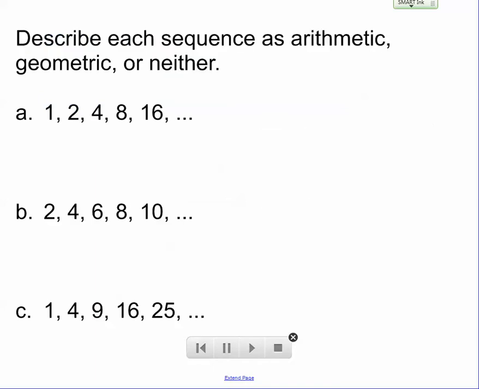So here we go. Describe each sequence as arithmetic, geometric, or neither. So looking at sequence A here, I see that if we multiply the previous term by 2, we'll get the next term every single time. Okay, so 1 times 2 is 2, and 2 times 2 is 4, and 4 times 2 is 8, and 8 times 2 is 16. That is a constant ratio. It's a 2 to 1. The next term is always a 2 to 1 ratio with the previous term.